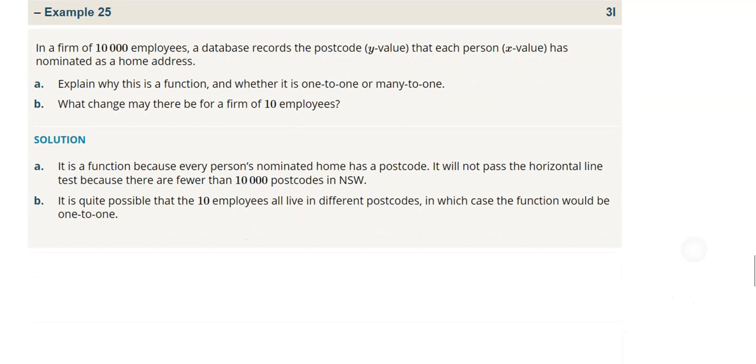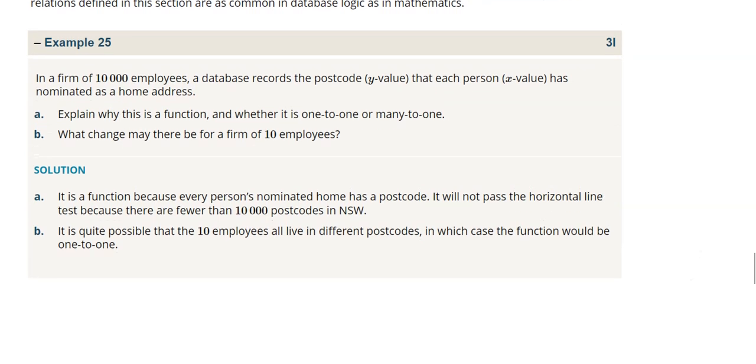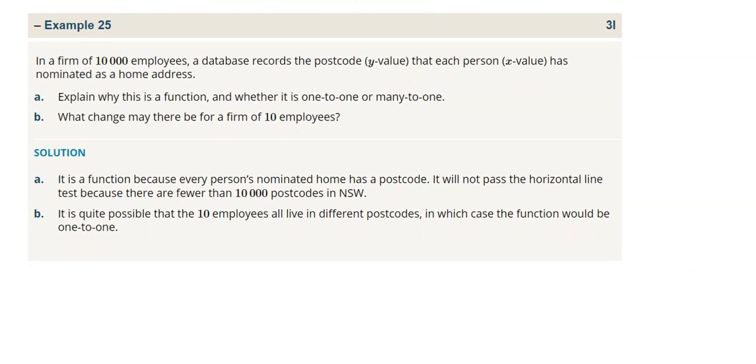Okay. Here is how it gets applied. Now, I've put the solution there because, frankly, it's just a bit tedious to write it all out. But we are still going to read through what the situation is. So the firm has 10,000 employees and a database records the postcodes, which we're calling the Y value, of each person, which is the X value, that each person has nominated as their home address.